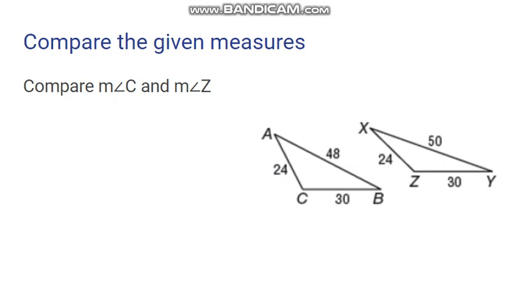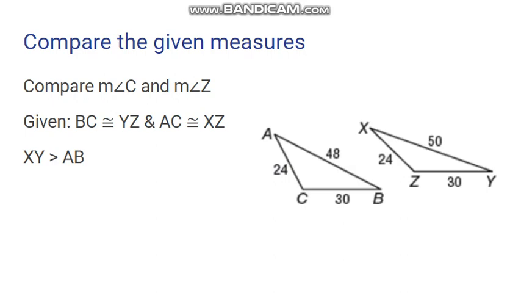So we're going to compare C and Z. First, we know that BC and YZ are congruent, and AC and XZ are congruent. We also know that XY is greater than AB. XY is 50, AB is only 48. So, which angle is bigger? The bigger angle is across from the longer side. Z is bigger than C.